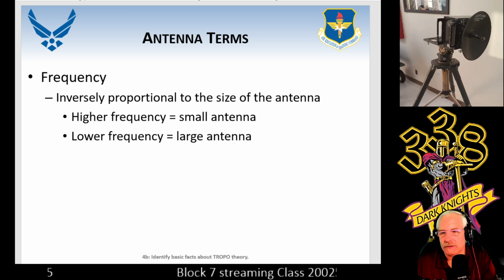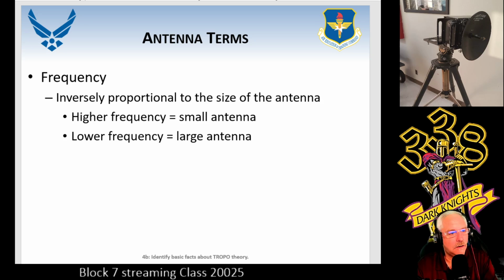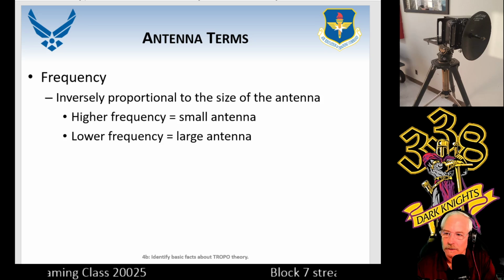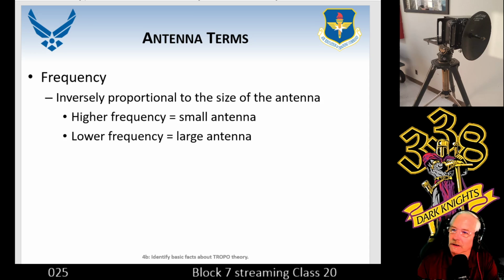Frequency. This is, again, block 4 stuff, to where if you take the electrical length at 3 megahertz, it's 100 meters. That's a pretty long antenna and a pretty long wavelength. If you look at a higher frequency, and let's just say 300 megahertz, you're looking at 1 meter. So the higher up you go in frequency, the smaller the antenna. The lower the frequency you go, the bigger the antenna, hence inversely proportional.